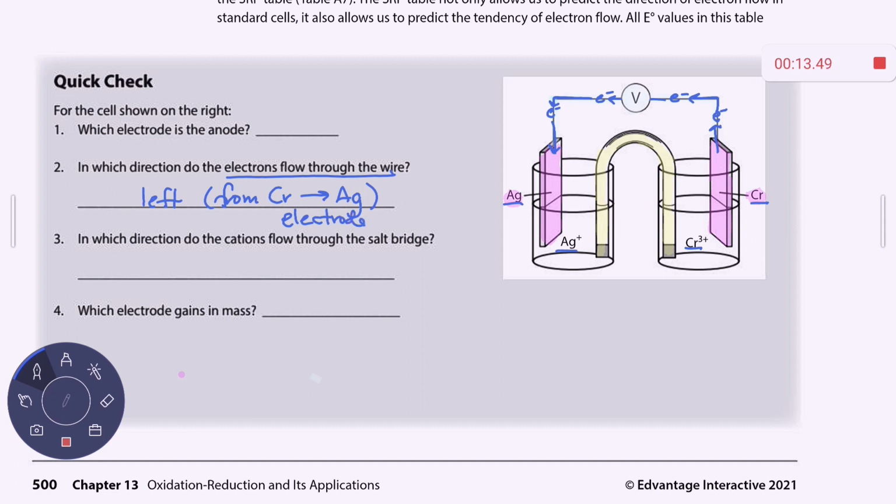Are we cool with that? And then which electrode is the anode? The chromium. So what does it say back on the previous page about the anode and the cathode in terms of electrons? Oxidation happens at the anode, right? So this is where we're losing electrons, and the chromium is losing the electrons. So the chromium solid is the electrode. This right here is the chromium electrode, and this over here is the silver electrode. Any questions on that?